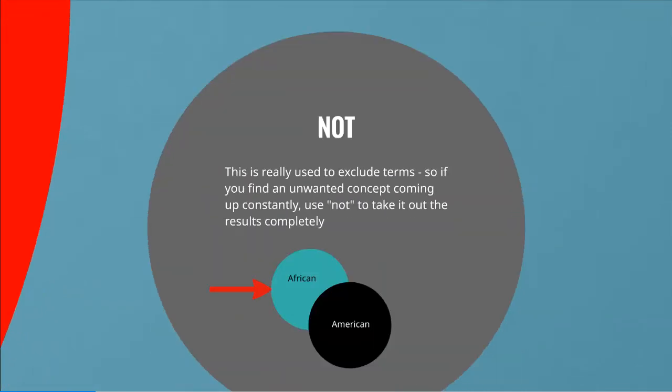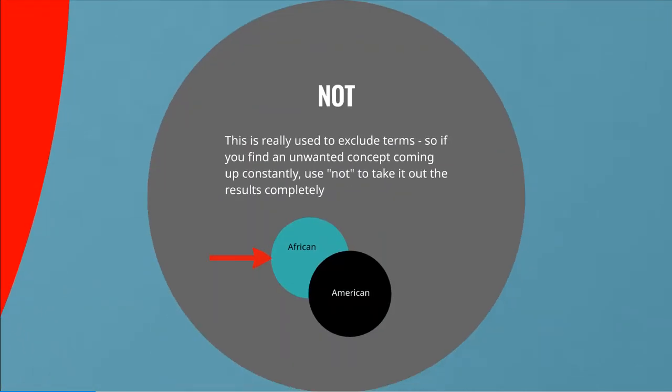Then our last one is not. Now this one really is used to exclude a term. If you find something keeps coming up in your searches that's not relevant, you can take that out by using not. So for example, you keep looking for literature on African and it keeps bringing back African American, then you can say African, not American, and it will take out any literature that has to do with American, just like that. So it prioritizes only African then.